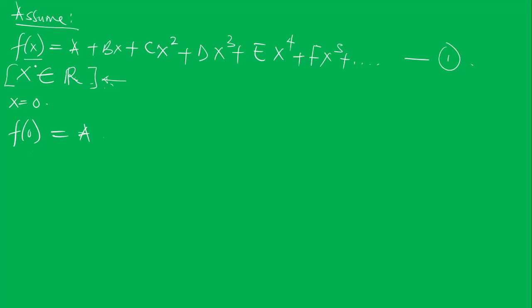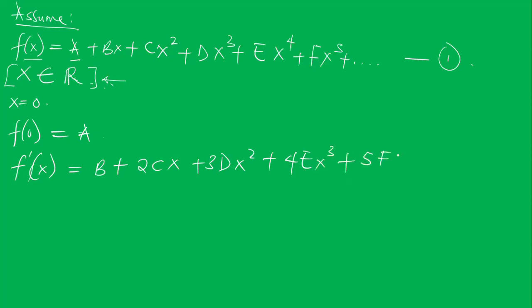Now let's differentiate equation 1. We have f prime of x equal to b plus 2cx plus 3dx to the power 2 plus 4ex to the power 3 plus 5fx to the power 4 plus. Now if you substitute x equal to 0 in this second equation, you have f prime of 0 equal to b, because putting x equal to 0, the rest will be 0. Now we have gotten b.